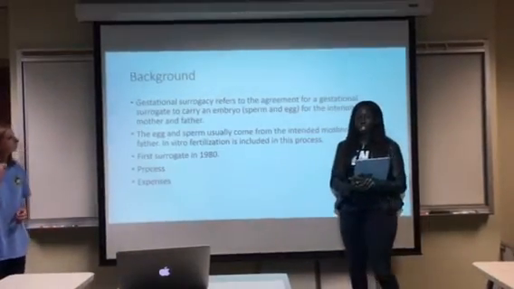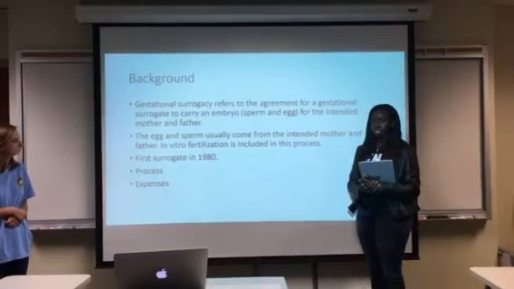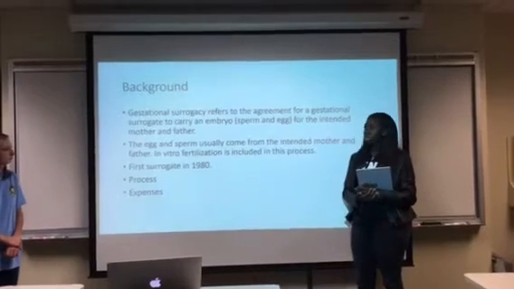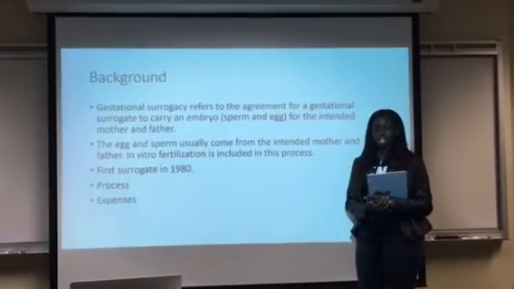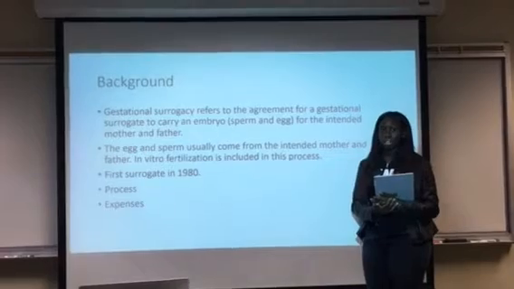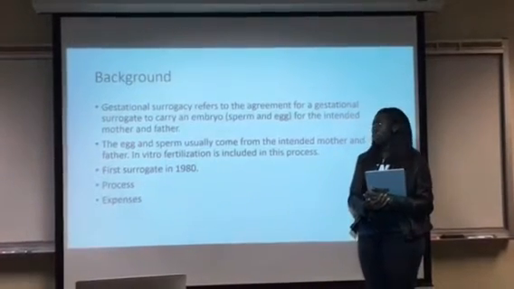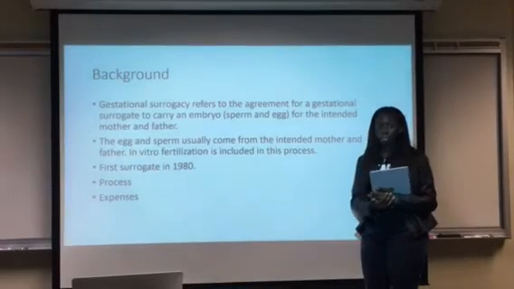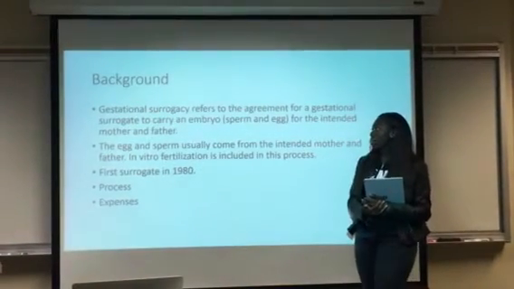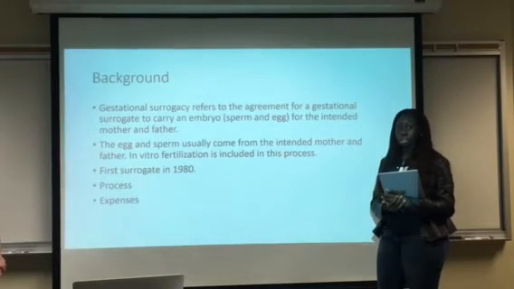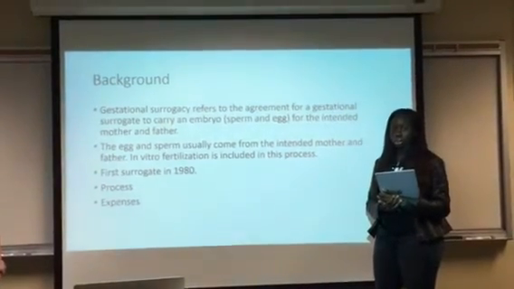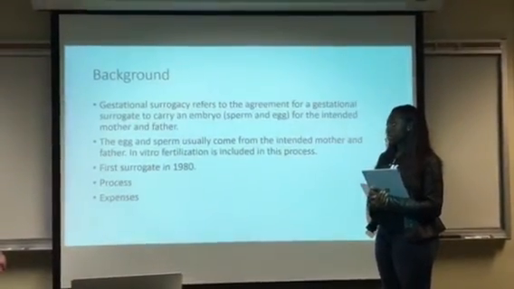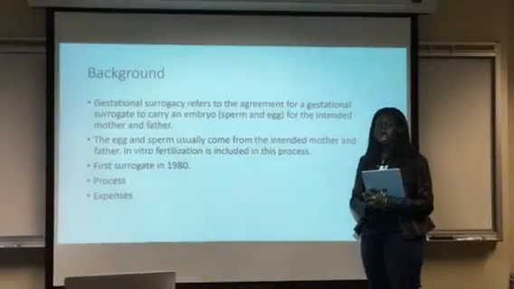There are two types of surrogacy: traditional surrogacy and gestational surrogacy. This case uses gestational surrogacy, and the difference between the two is that within traditional surrogacy, the surrogate uses her eggs and also gives birth to the child, whereas in gestational surrogacy, the embryo, the sperm and egg, comes from the intended mother and father. And within gestational surrogacy, there's an agreement for the gestational surrogate to host the child, and the sperm and egg normally come from the intended mother and father.